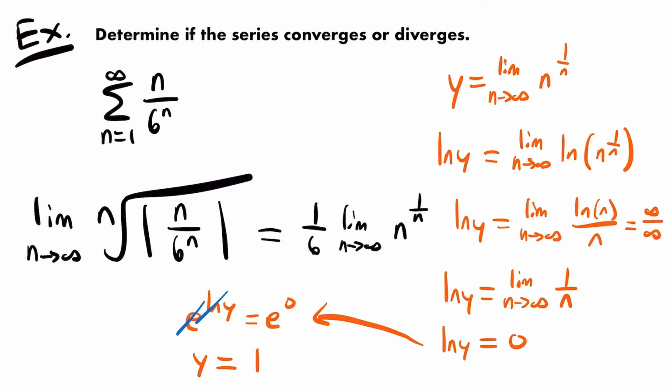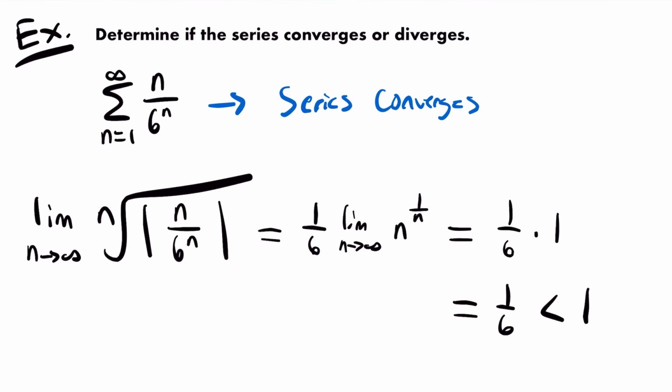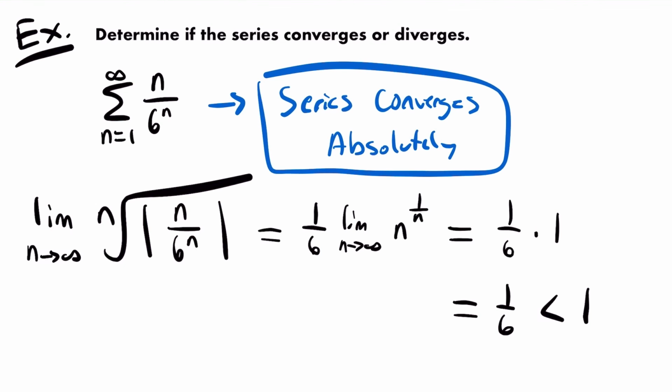So if I clean up my work, this is equal to 1/6 times 1, which is equal to 1/6, and 1/6 is less than 1, which means that from the root test, we can conclude that our series converges absolutely. All right, so that is our final conclusion. This series converges absolutely. Okay, it took a little bit of work to get to that conclusion, but in the end, we were able to use the root test to show that this series is a series that converges absolutely.